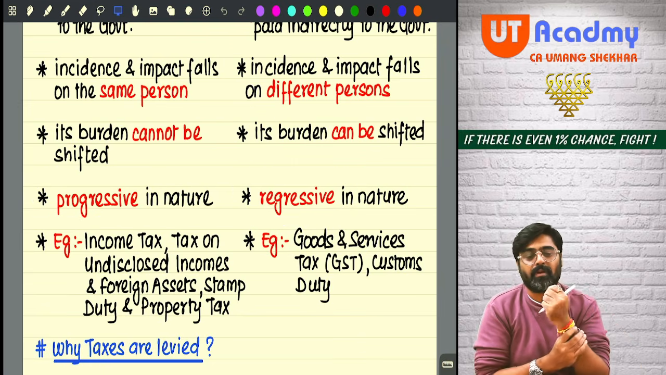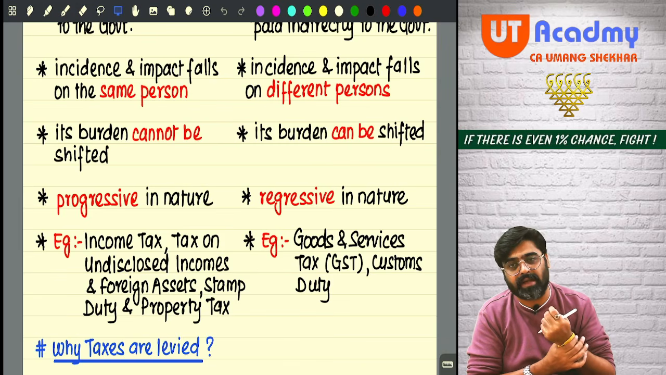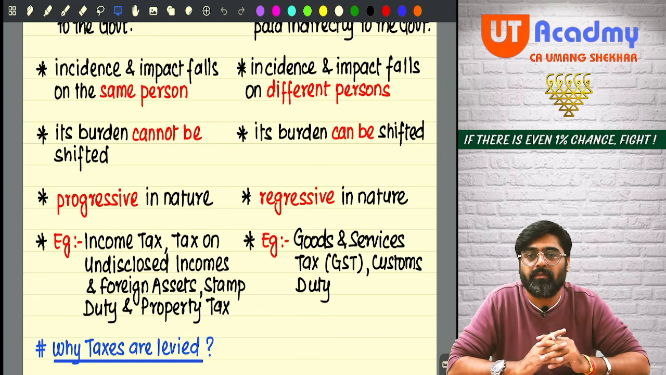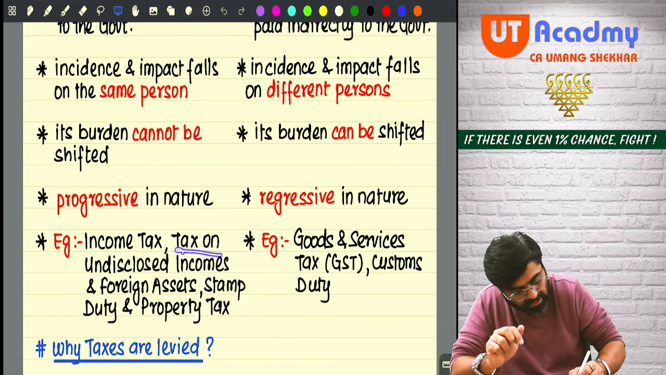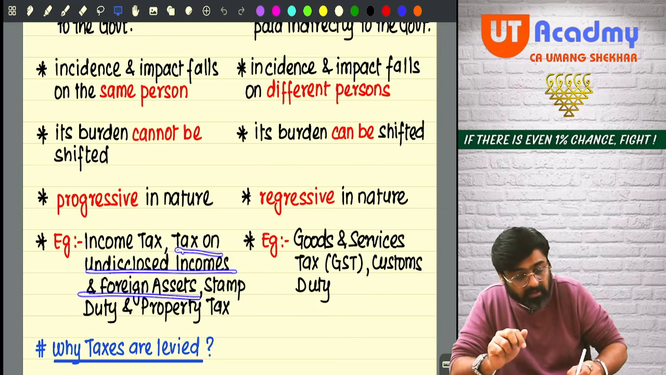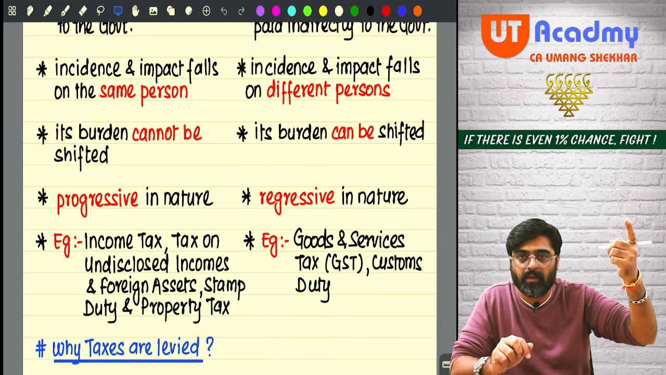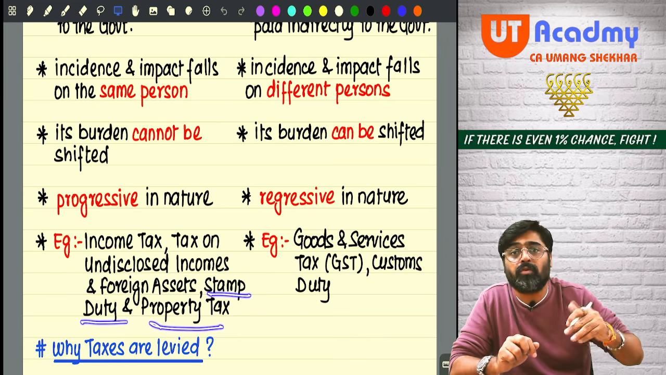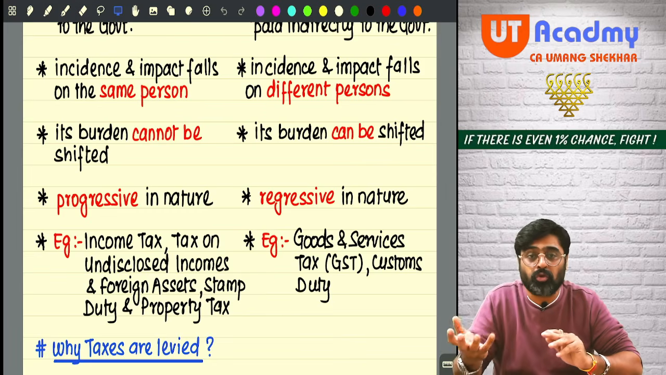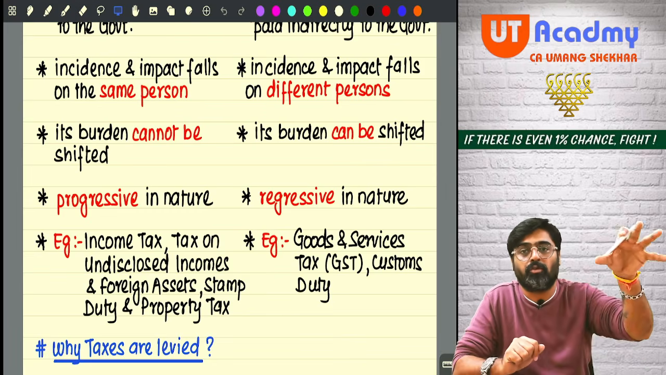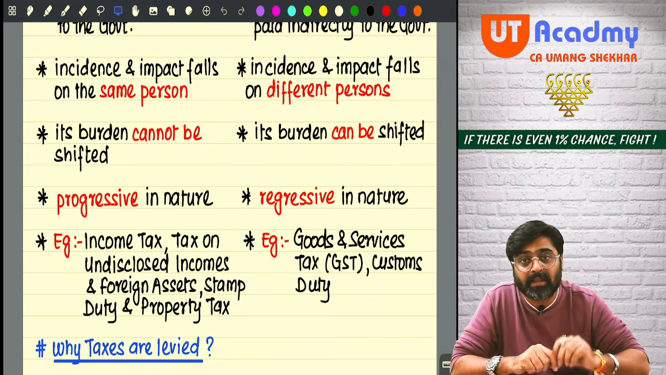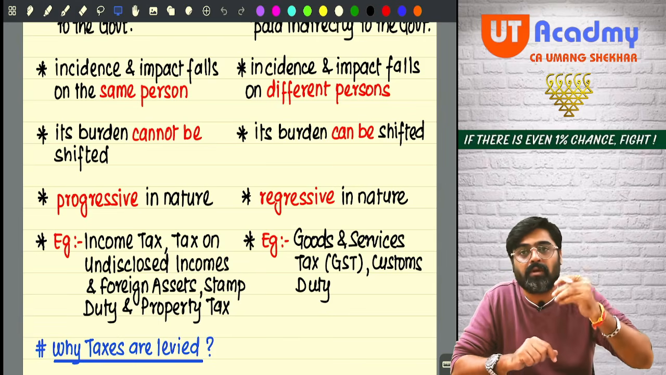The best example of direct taxes in India is income tax, and taxes on undisclosed incomes and foreign assets. Taxes on undisclosed incomes and foreign assets, that you will learn in CA Final. Okay. Then there are stamp duty which you have to pay, property tax which you have to pay. Stamp duty you usually pay to the state government, property taxes you pay to the local authorities under whose jurisdiction your property falls. But these types of taxes are directly recovered from you.